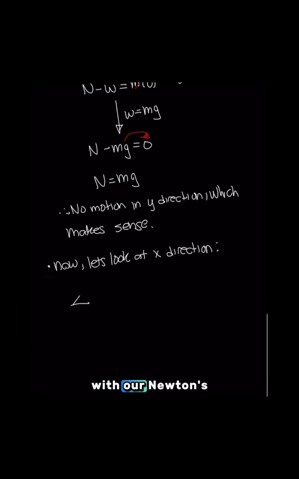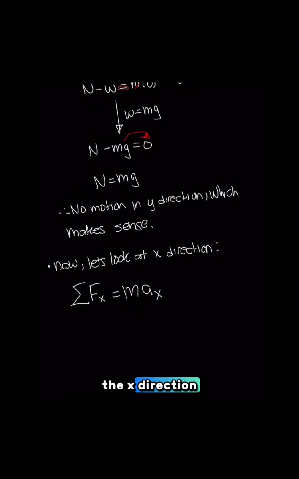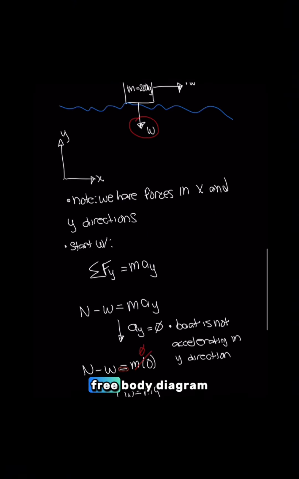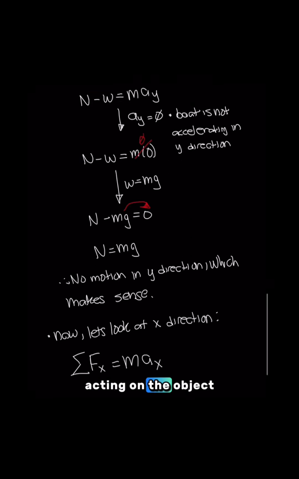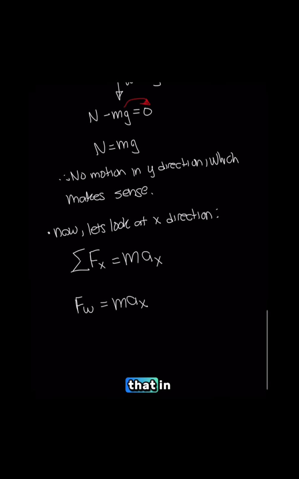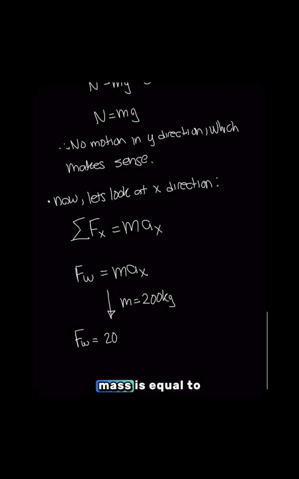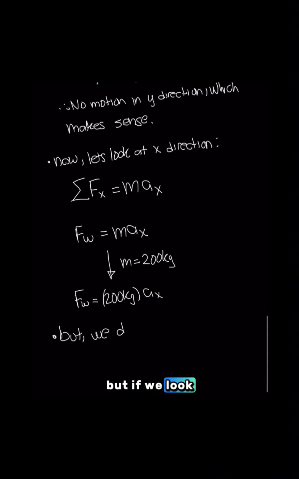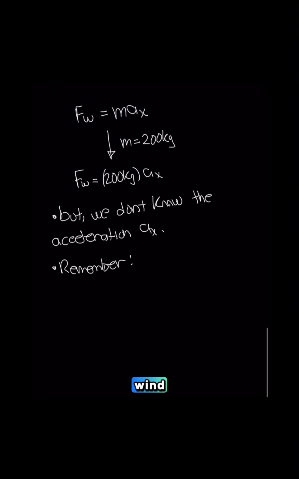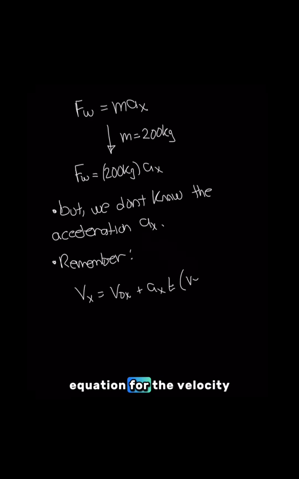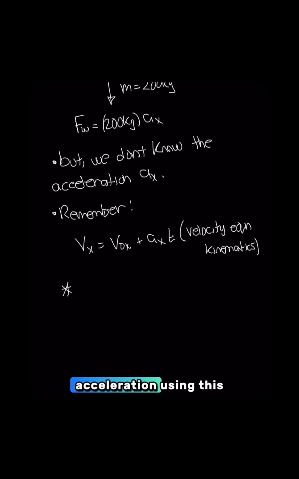So if we start with our Newton's second law equation in the x direction, and then we can look back at our free body diagram and note that the force of wind is the only force acting on the object in the x direction. So we can plug that in, and then we can identify that the mass is equal to 200 kilograms. But if we look at this equation, we have two unknowns, the acceleration and the force of wind. So if we remember our kinematics equation for the velocity here, we can find the acceleration using this.